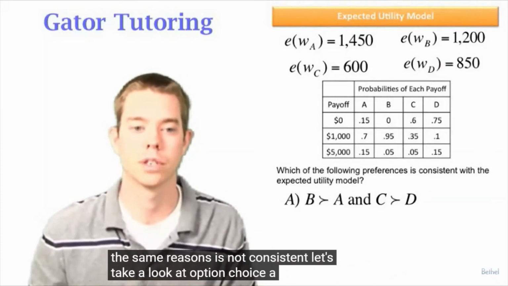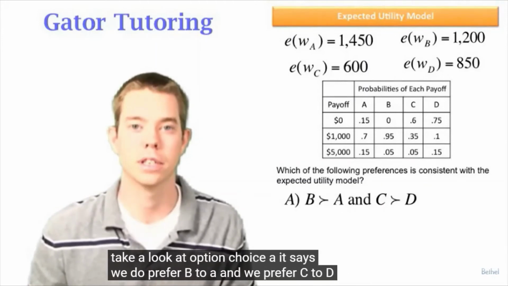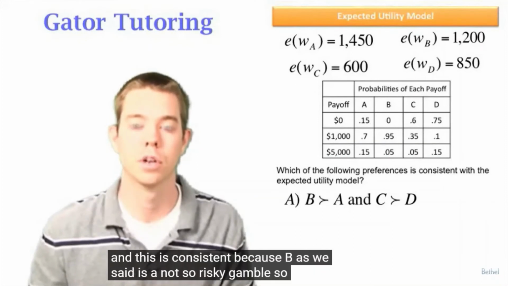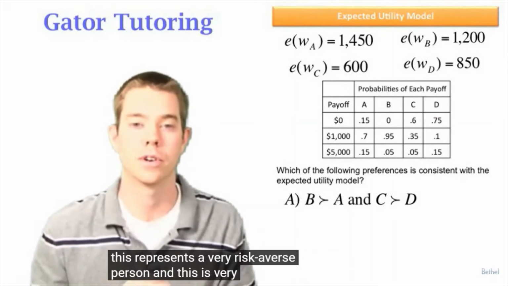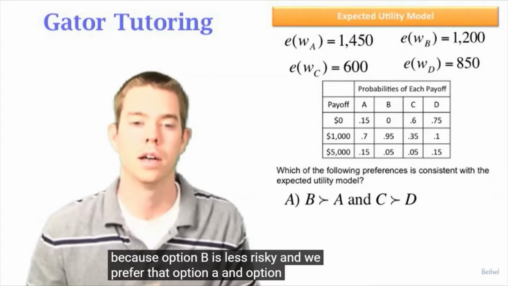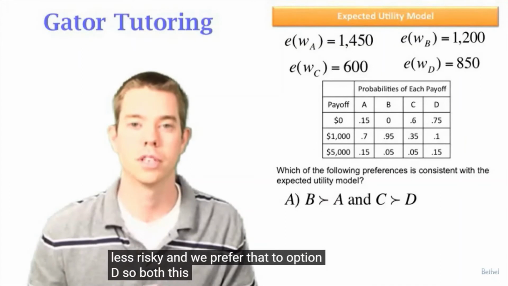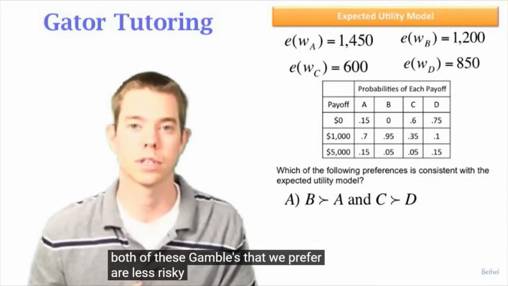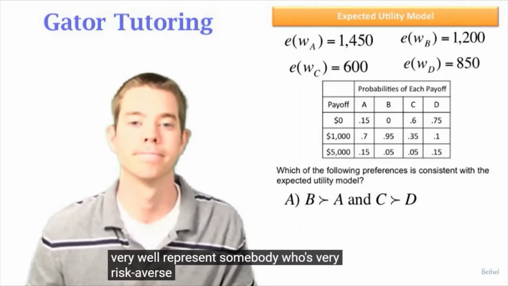Let's take a look at option choice A. It says we do prefer B to A and we prefer C to D. And this is consistent because B, as we said, is a not so risky gamble, so maybe this represents a very risk-averse person. And this is very consistent because option B is less risky and we prefer that to option A, and option C is less risky and we prefer that to option D. So this answer is right because both of these gambles that we prefer are less risky, and therefore this could very well represent somebody who's very risk-averse.